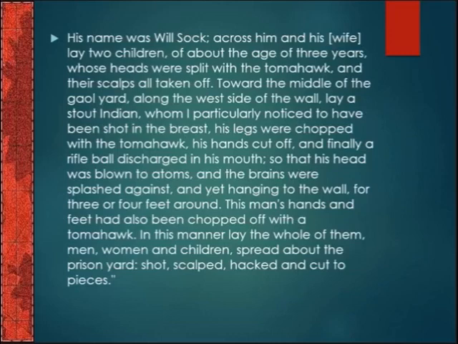Toward the middle of the jail yard, along the west side of the wall, lay a stout Indian, whom I particularly noticed to have been shot in the breast. His legs were chopped off with a tomahawk, his hands cut off, and finally a rifle ball discharged in his mouth, so that his head was blown to atoms, and the brains were splashed against, and yet hanging on to the wall for 3 or 4 feet around. This man's hands and feet had also been chopped off with a tomahawk. In this manner lay the whole of them, men, women, and children, spread about the prison yard, shot, scalped, hacked, and cut to pieces.